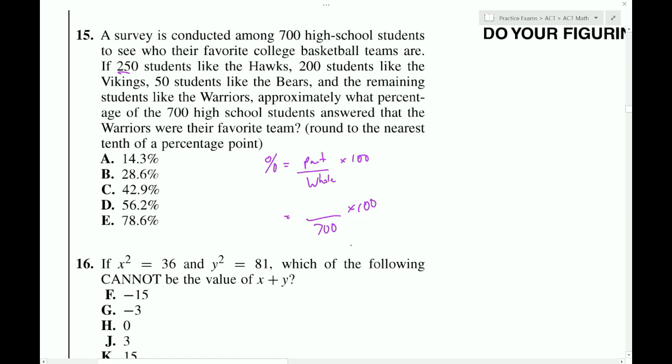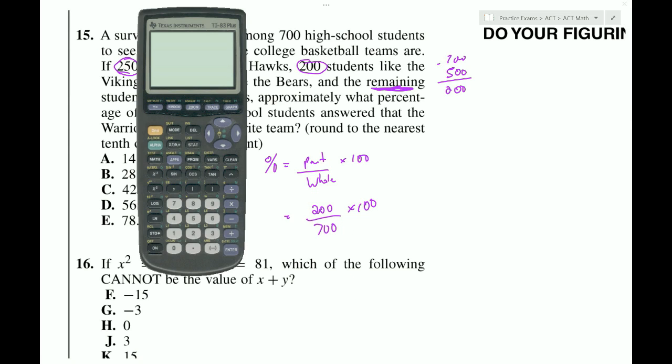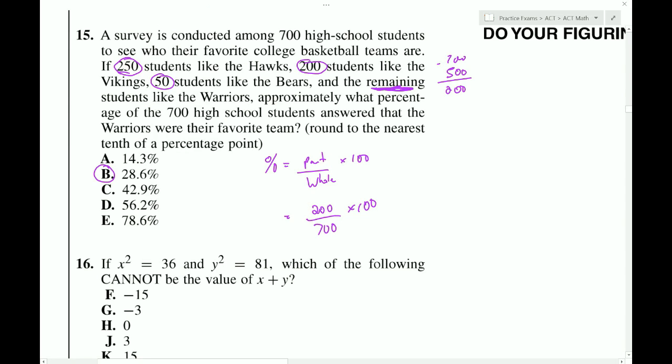And the part is, well, we need to see how many we already accounted for in our tallies. So looks like 250 plus 50 is 300, then plus another 200 is 500. So there's only 200 that are left over in this remaining group, okay? So that's going to be the part that like the Warriors. And so from here, there's several ways you could do it, but the easiest way is just to use the calculator. All right, we could do 200 divided by 700, and then multiply the answer by 100. 28.57 rounds to 28.6.